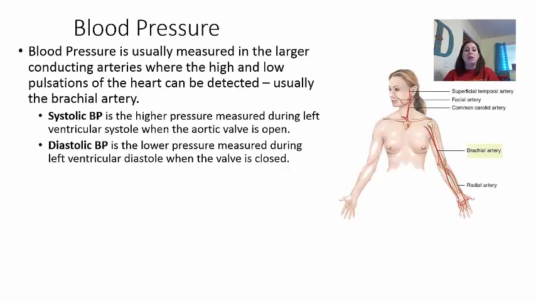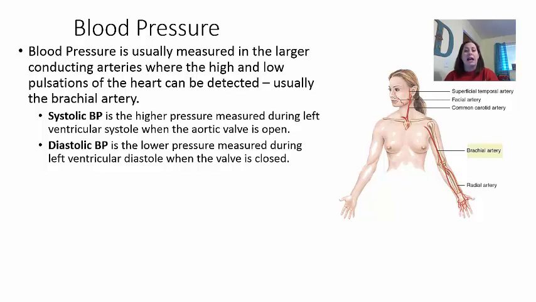Now, when we talk about systole and diastole, we are looking mostly at blood pressure. Blood pressure is usually measured in a larger conducting artery. Normally, it's going to be on the left side, and it's going to be your brachial artery right here on the left side. This is why they put the blood pressure cuff right here. Blood pressure is going to be measured there because it's going to have the higher pressure. It's going to give you the pulsations that you need to be able to detect the blood pressure.